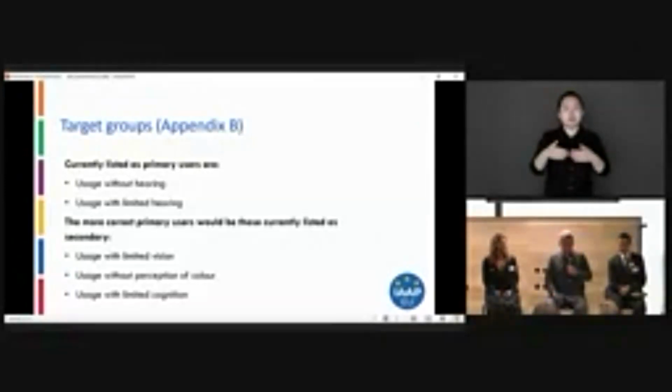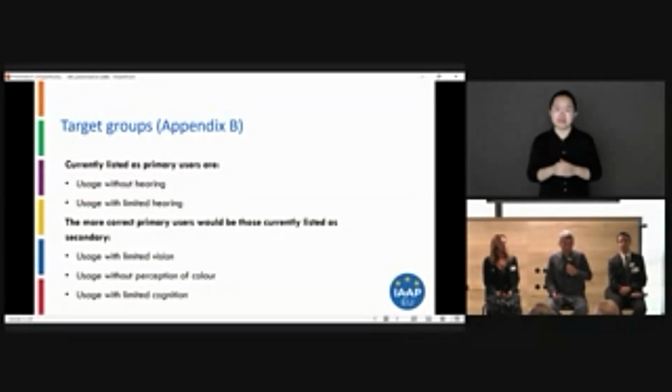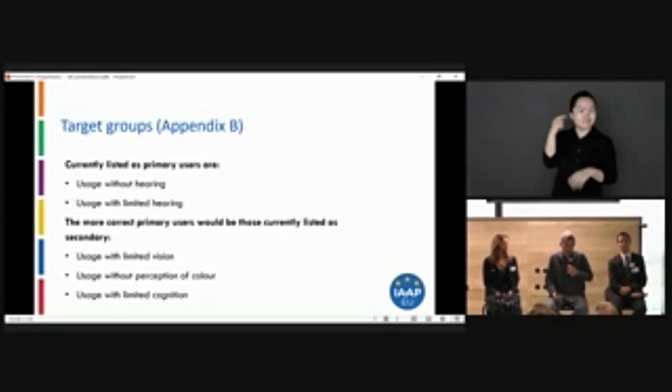The target groups were a bit funny because the workshop found out that those which were listed as primary users are really more the secondary ones. Listed were usage without hearing and limited hearing as primary, but this type of requirement where you can extend the font size and the contrast and so on is really more something for people with low vision. And of course, you may have people with low hearing and low vision, but the primary use case is really making them better visible, increasing the size and so on.